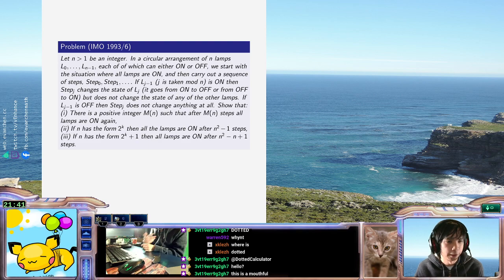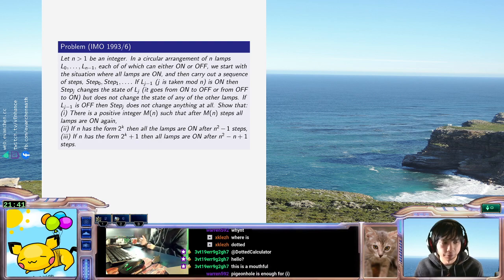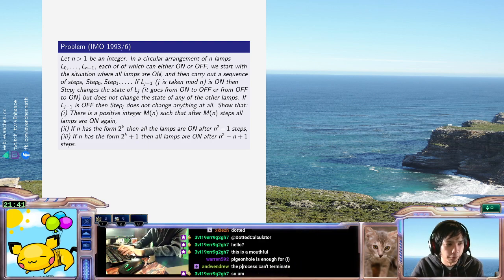So show that there's a positive integer m, depending on n, such that eventually the lamps are all on. If n is a power of 2, then all the lamps are on after n squared minus 1 steps. And if n has the form 2 to the k plus 1, then all lamps are on after n squared minus n plus 1 steps.